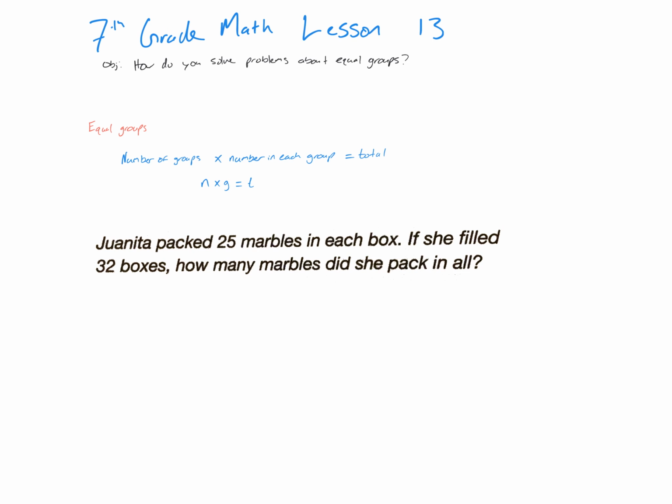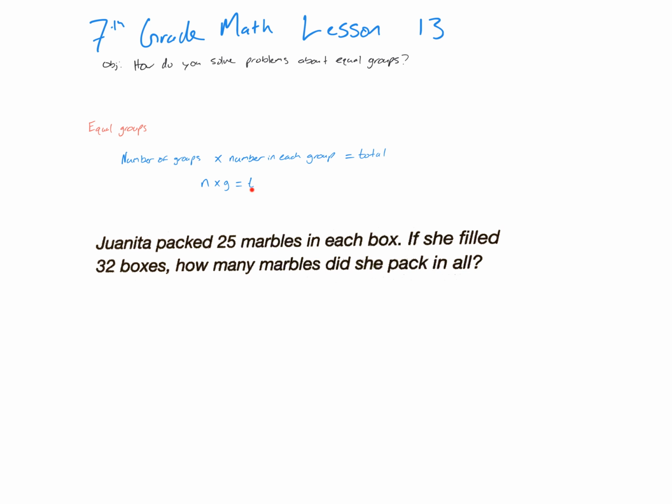Our objective for today is how do you solve problems about equal groups? Equal groups are equations that deal with multiplication. That's where we have a number of groups, like 7 groups, and the same number in each group. If you take the number of groups and multiply it by how many are in each group, that gives you the total amount.